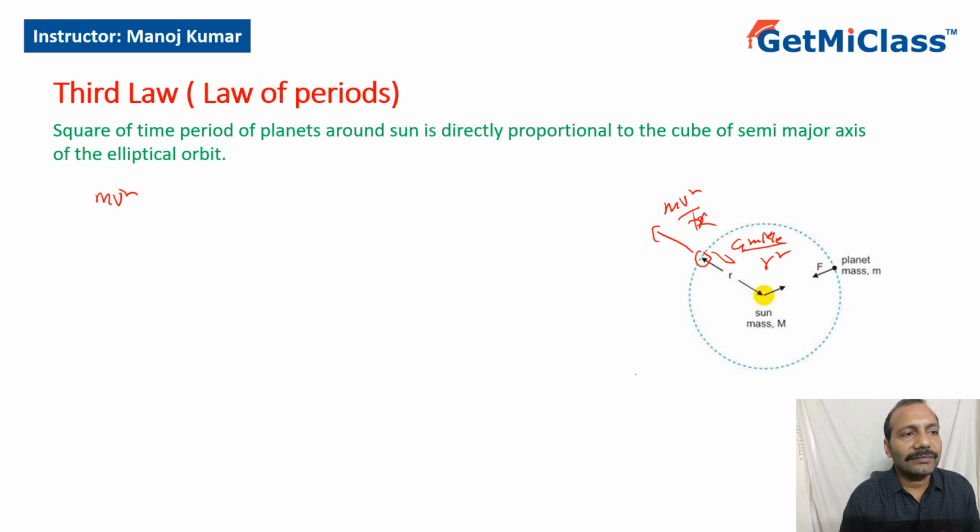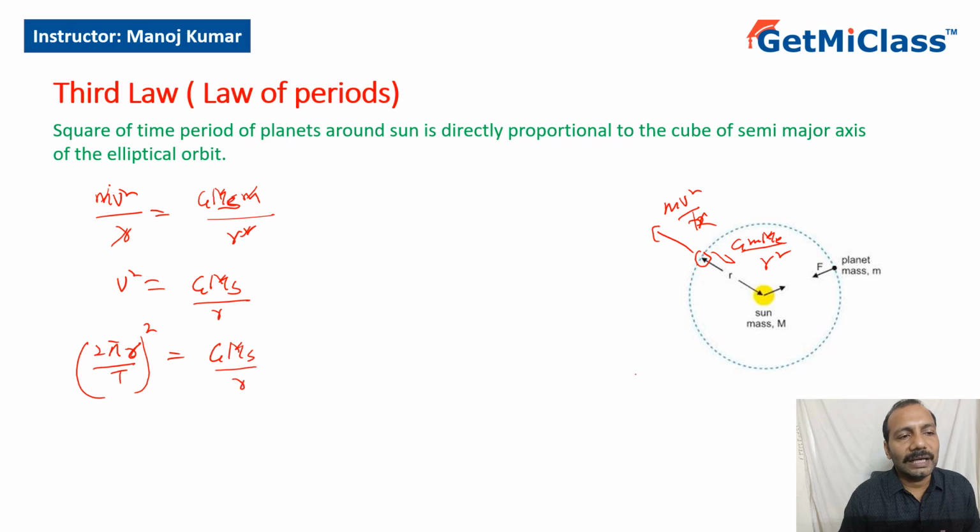So let's equate them. We get mv square by r equal to G, Me is mass of Earth, m mass of the planet, by r square. So it's not mass of Earth, I'll say mass of Sun, because we're talking about planetary motion and planets are moving around the Sun. So m cancels, one r cancels. We're left with v square equal to G Ms by r. Now what is v? If I take the velocity to be constant, because if it is a circular path, the magnitude of velocity would be constant, it can be written as 2 pi r by T, the distance covered by time, where T is the time period and r is the radius of the orbit, squared, equal to G mass of Sun by r. So this will give us 4 pi square r square by T square equal to G Ms by r.